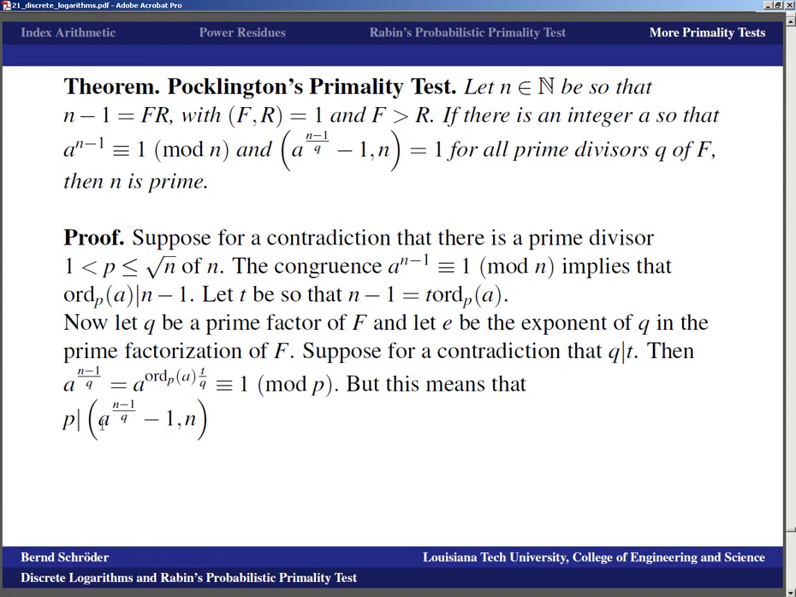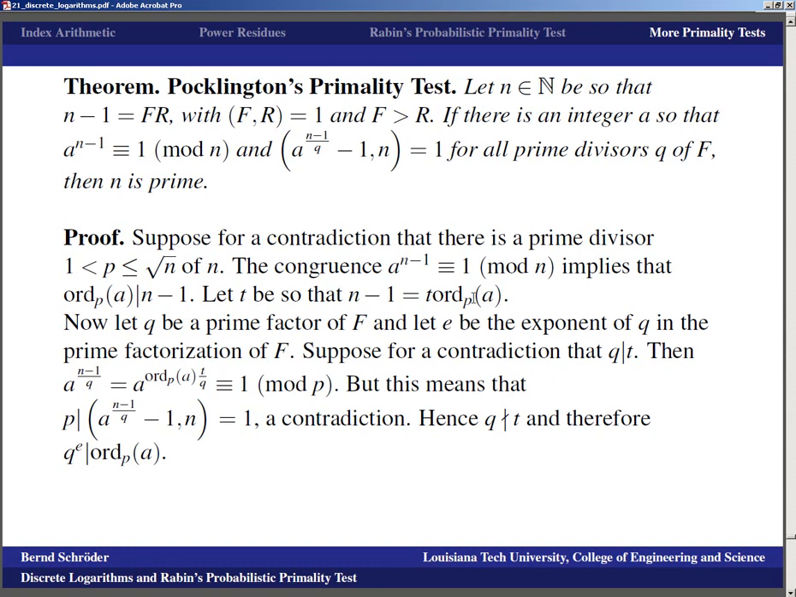But that would mean that p divides a to the n-1 over q minus 1. That's what this one says, and p is also a divisor of n. And we're saying up here that that is not supposed to happen, right? So p divides this greatest common divisor, but we just said up here the greatest common divisor is 1. Well, p can't divide 1 if it's a prime number, so that's a contradiction. That means that q does not divide t, and q does divide f, and therefore it divides f times r, and therefore it divides n-1. And so that means that q divides n-1.